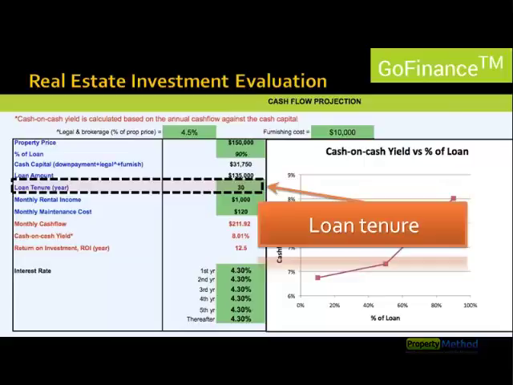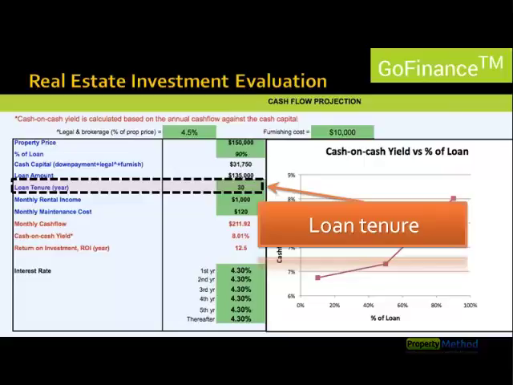Then the next is another input. This is loan tenure. Loan tenure is the maximum number of years for us to repay our mortgage loan. The amount of mortgage repayment or monthly installment will later be calculated based on this number and also the interest rate that we get from the bank's package. The longer the tenure, the lower our monthly installment, but the higher the total interest that we are going to pay. Here we assume that we are allowed a maximum of 30 years of loan tenure.